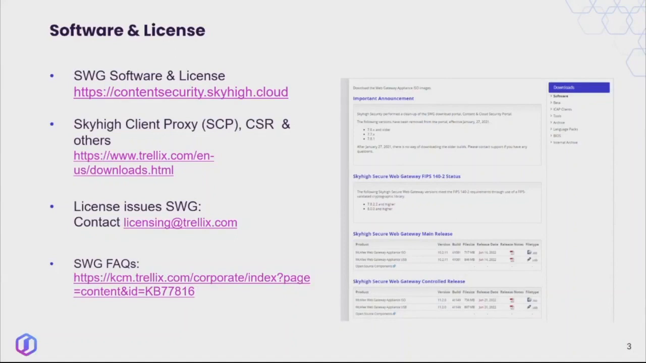Support can assist with some general licensing issues, like helping you find your licenses or the license installation processes. But if you're missing features or products from your licenses, then you should get in touch with our licensing@trellix.com email address. Finally, there are some general FAQs regarding licensing or common questions posted on the KB article that's on the screen there, KB 77816.